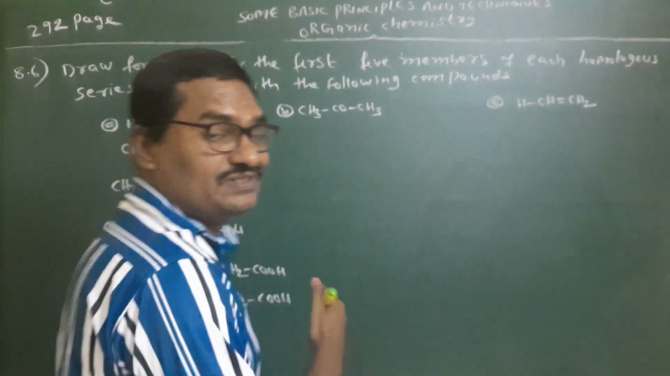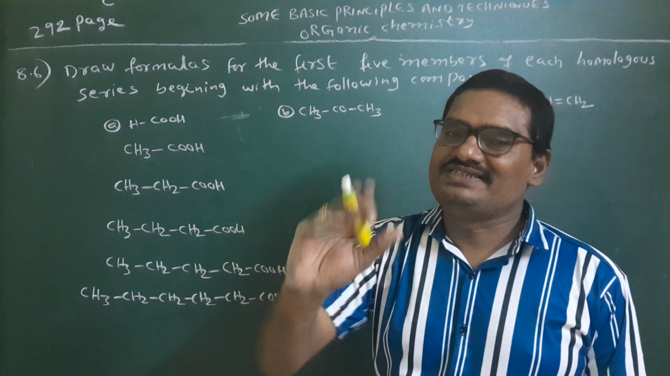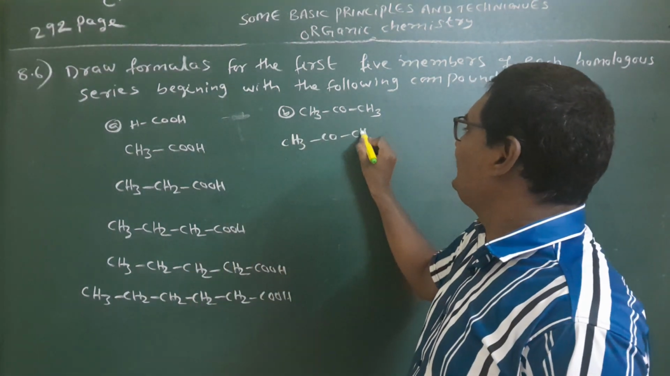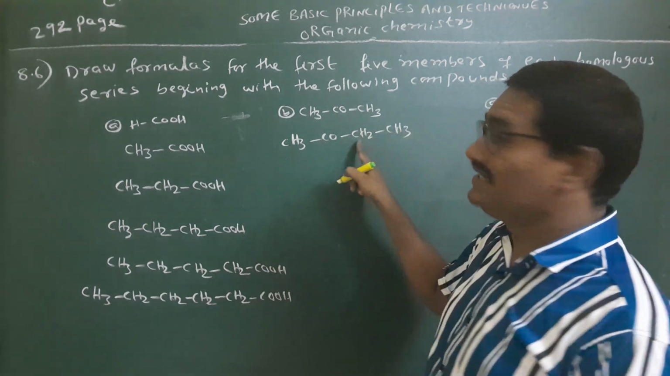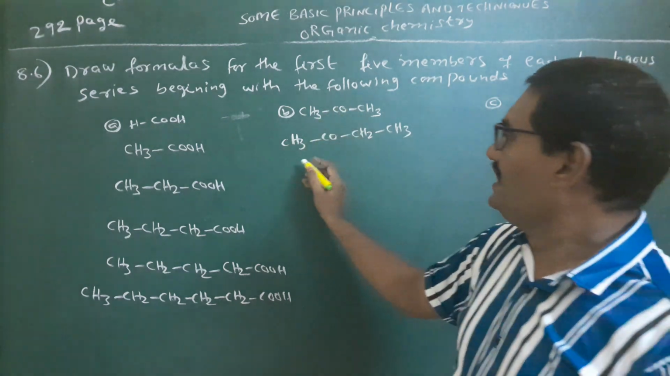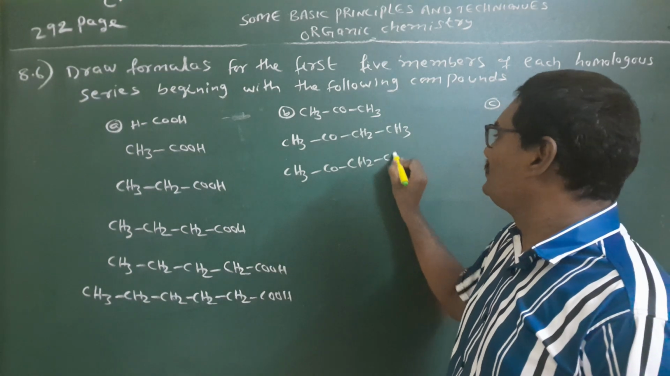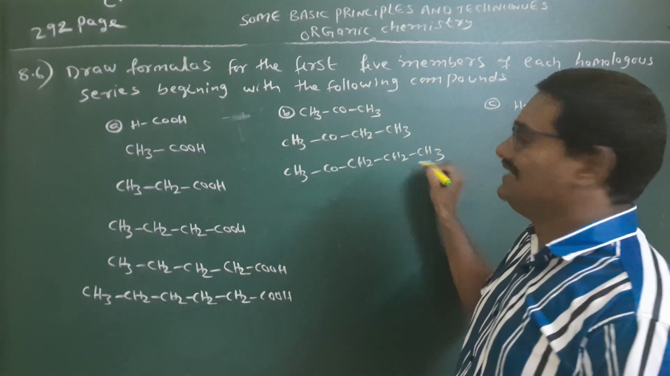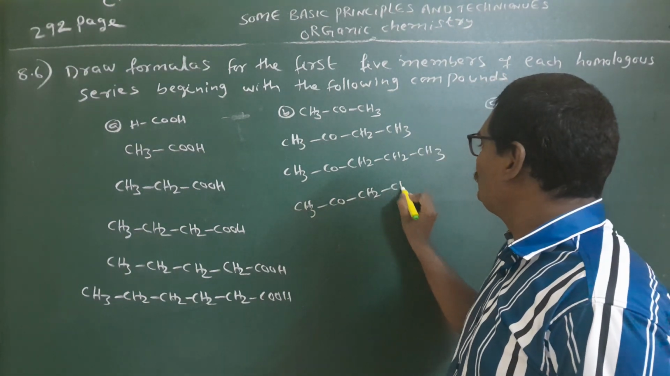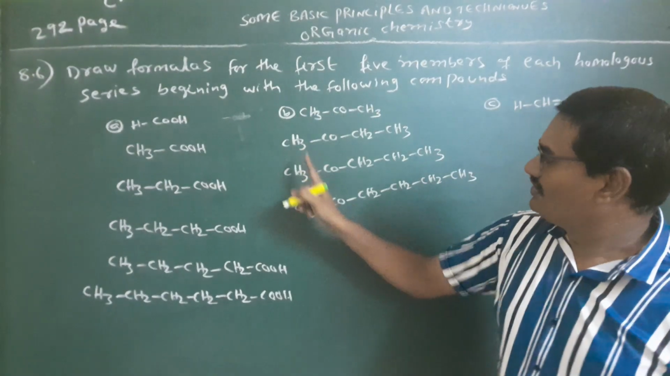Next, again acetone, CH3COCH3. It is differed by CH2. So CH3COCH2CH3, differed by CH2. So it is the homolog. Next another one, CH3COCH2CH2CH3. Next another one, CH3COCH2CH2CH2CH3. So 1, 2, 3.